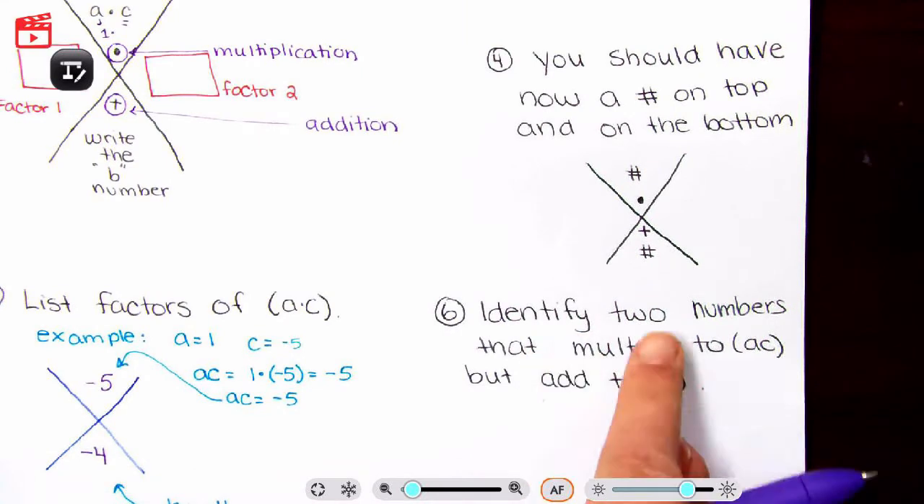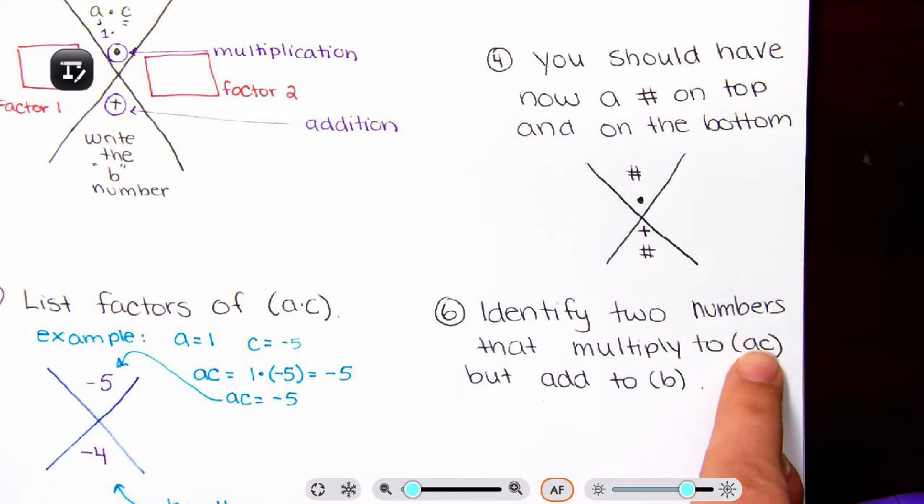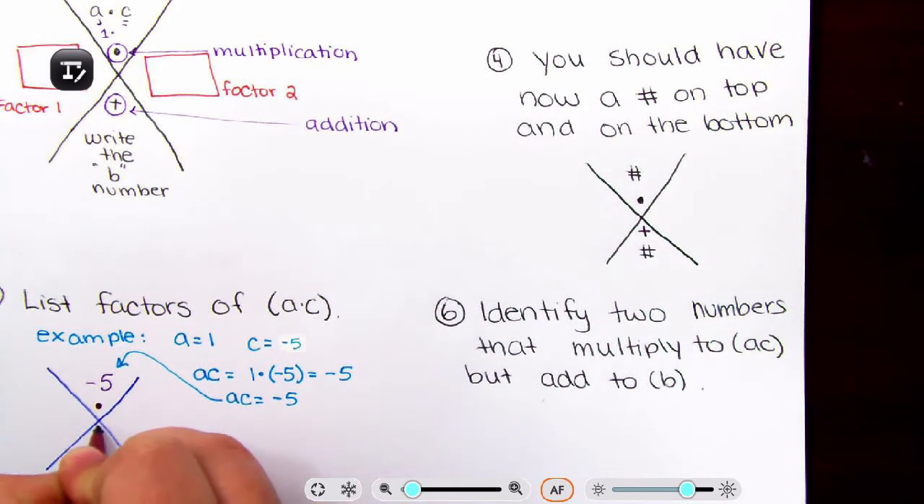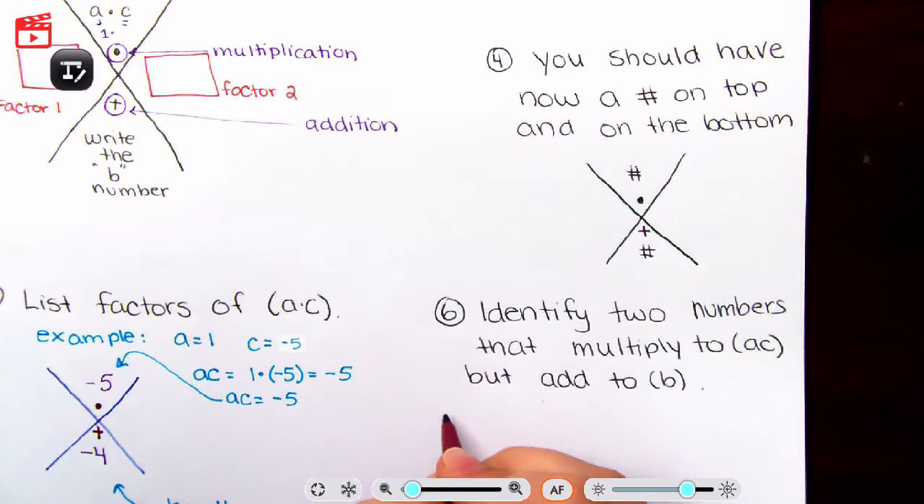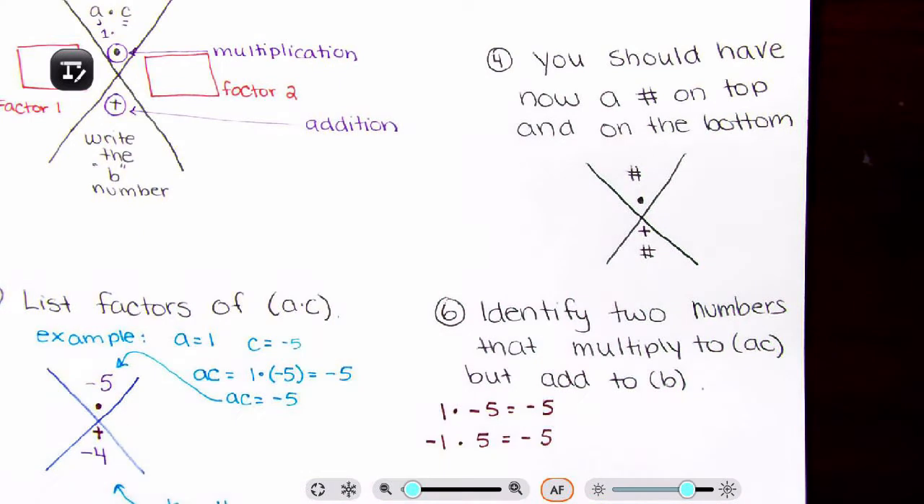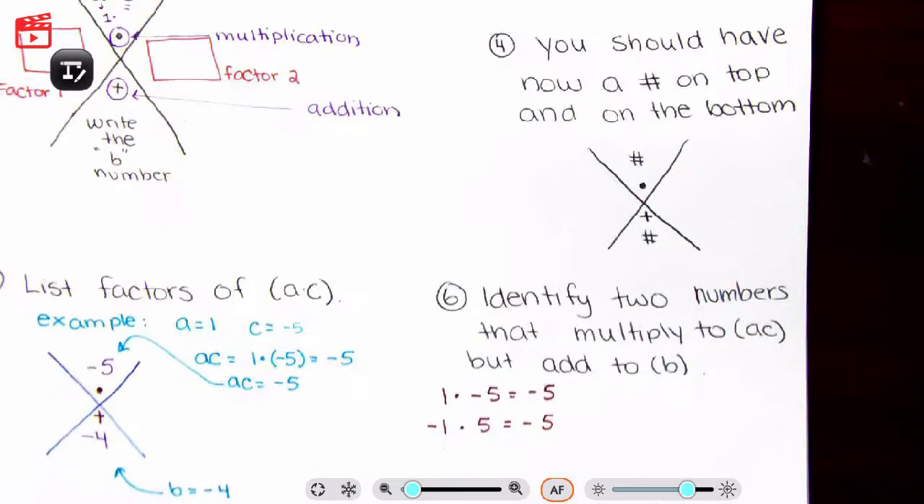You're going to identify two numbers that multiply to AC, which is -5, but add to B, which is -4. So we're going to list out the factors of -5. So taking this one here, here's our multiplication, here's our addition. So the multiplication, what are numbers that multiply to -5? I know 1 times -5 is -5. And I also know that -1 times 5 is -5. Those are the only two things that can multiply to a -5.